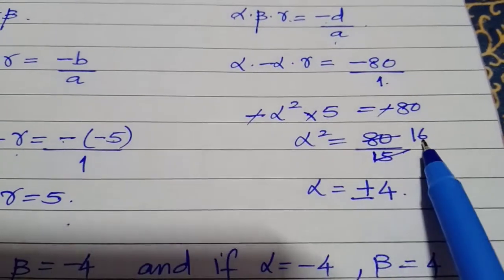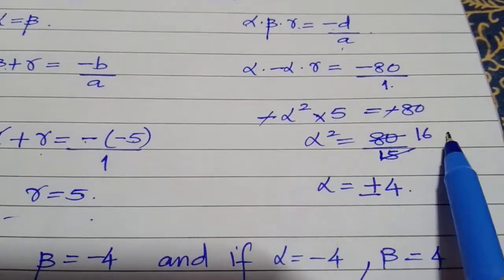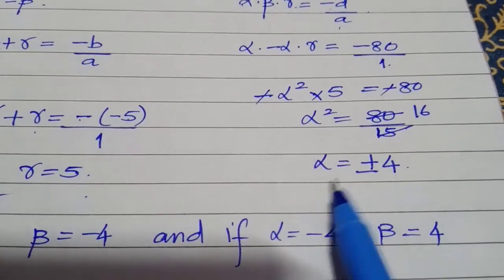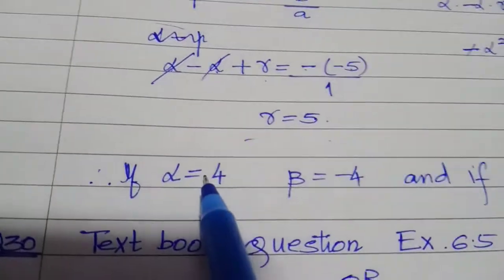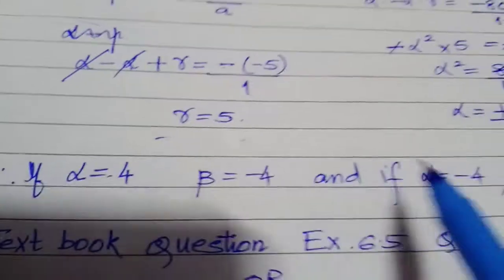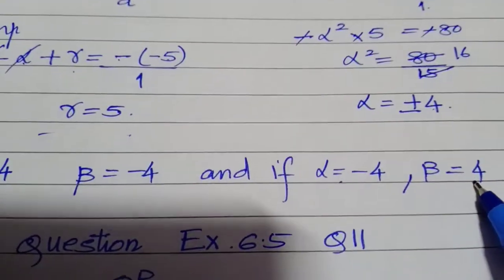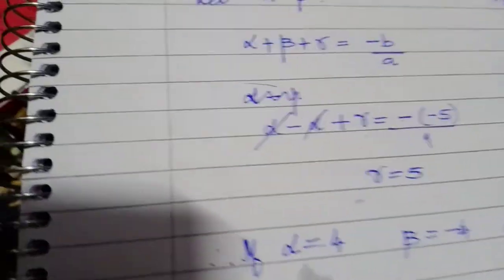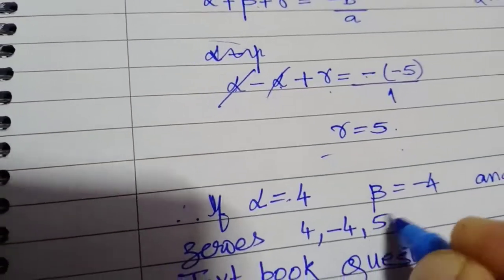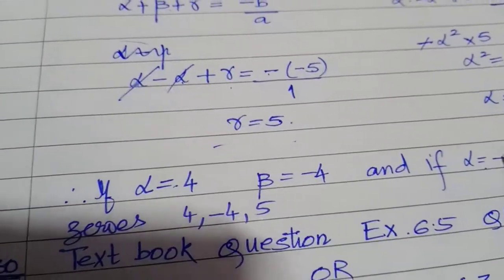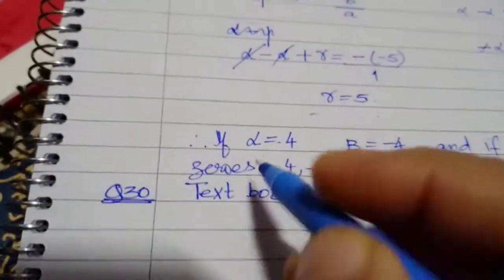Divide it over here, I get 16. Alpha square is equals to 16 means alpha is plus or minus 4. अगर प्लस 4 होगा अल्फा तो बीटा -4 होगा. अगर अल्फा -4 होगा तो बीटा 4 होगा. सो तो जीरोस कैसे होंगे? जीरोस के 2 सेट आ जाएंगे. 4, -4, 5. यहाँ पर भी 4, -4 and gamma was 5. So these are the zeros.